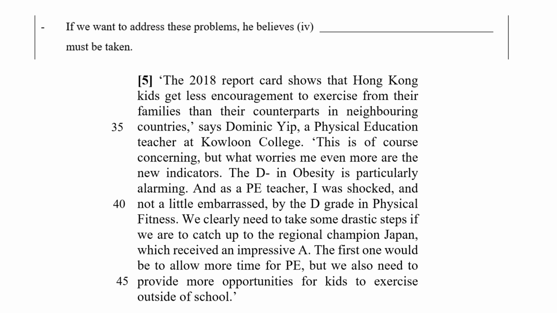And finally, if we want to address these problems, he believes something must be taken. So we should find a noun. And the keyword must, actually in the original text, we clearly already see the urgency, must. And take and taken, although in different voice, one is active voice and one is passive voice, they mean the same. So what must be taken? That will be the drastic steps. In the original text, we clearly need to take some drastic steps.